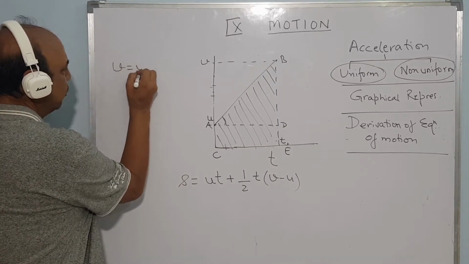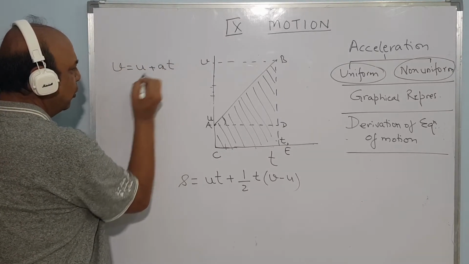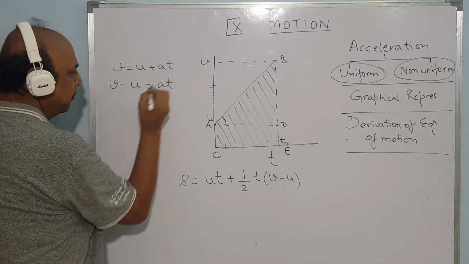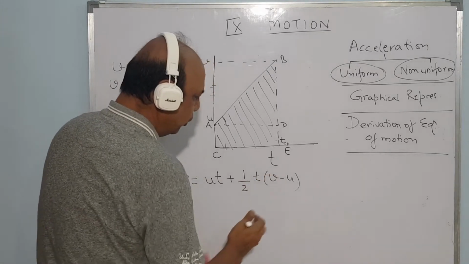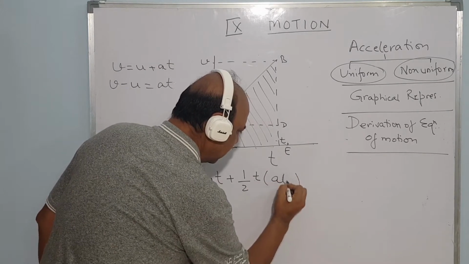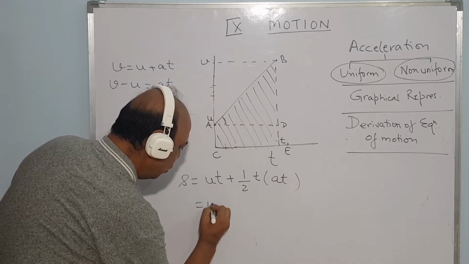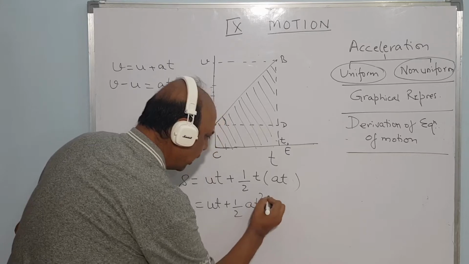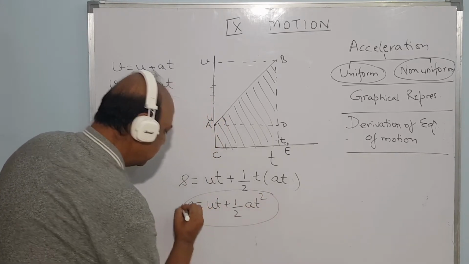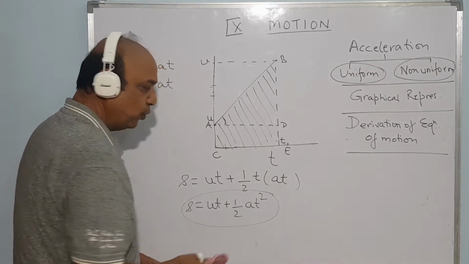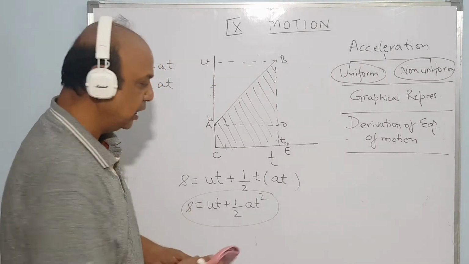We know the first equation we have just derived is v is equal to u plus at, or v minus u is equal to at. So let us substitute the value here. Instead of writing v minus u, I'll write at here, and this works out to ut plus half at square, which is my second equation of motion. This is how to derive the second equation of motion. Hope it is clear to you now.